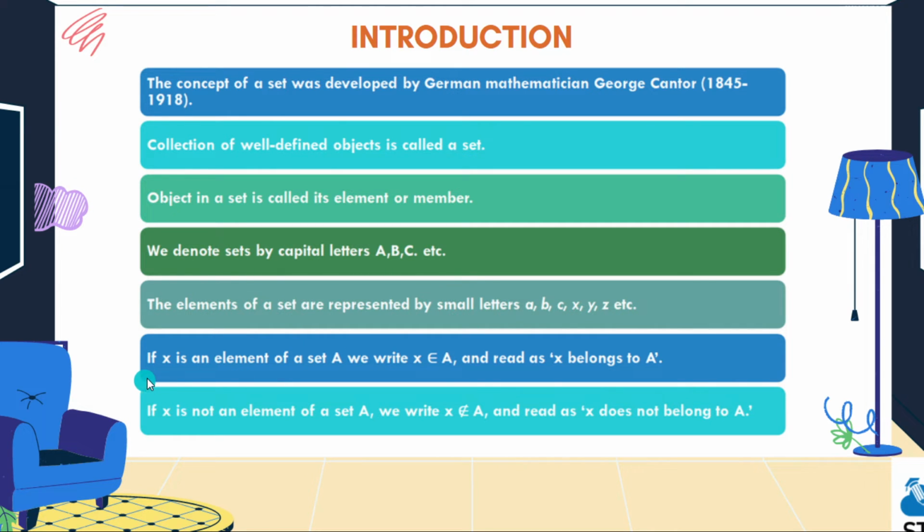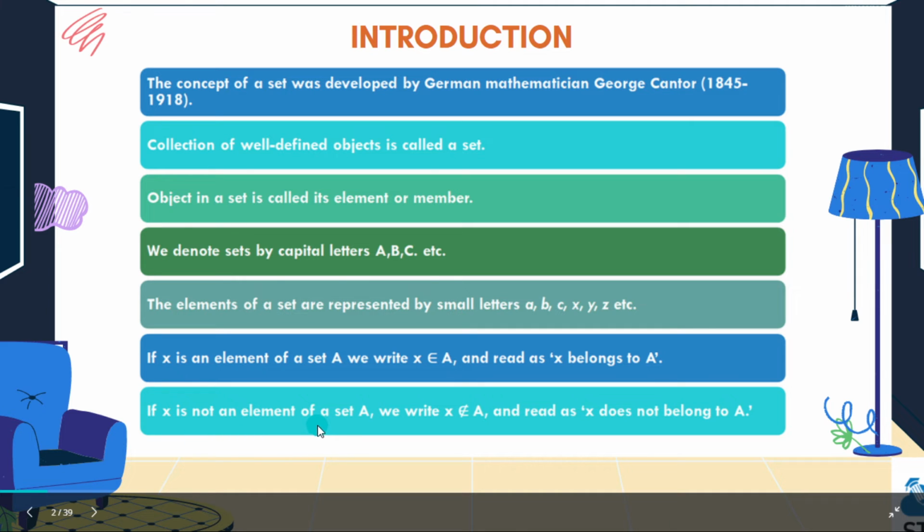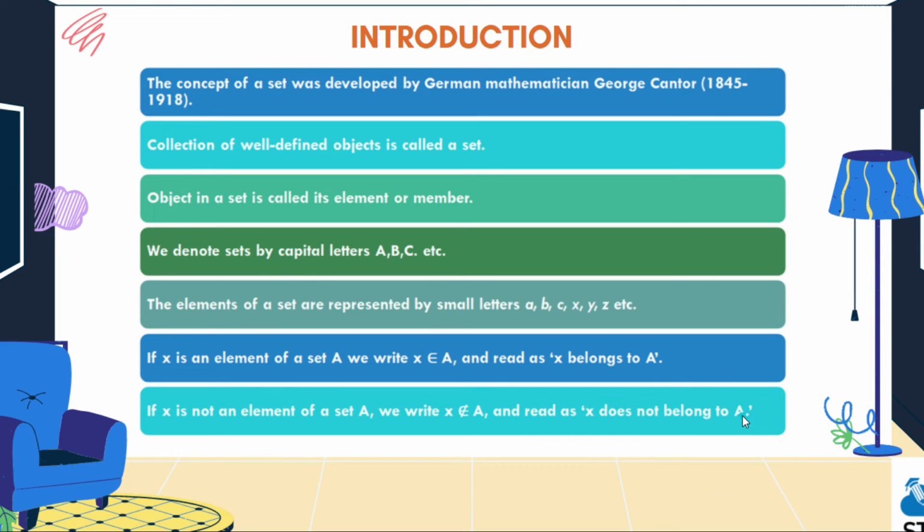So let's read this. If x is an element of a set A, meaning that x is a part of A, then we have to write it like this: x ∈ A. Remember this symbol, x ∈ A. This can be read as x belongs to A, meaning x is a part of A. If x is not an element of a set A, meaning x does not come in set A, then we have to write it like this: x ∉ A. We can read it as x does not belong to A. So this was the introduction part here.